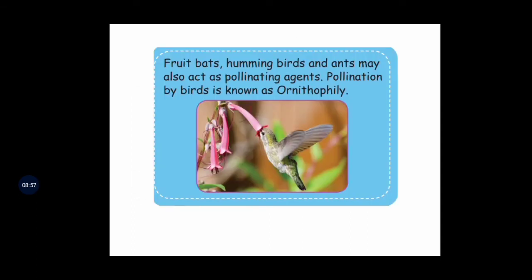Apart from these things, we must know fruit bats, hummingbirds and ants also act as pollinating agents. If the pollination takes place by birds, it is called ornithophily. What is it? Ornithophily. So, students, we have learnt four kinds of pollination. Those are anemophily, hydrophily, entomophily, and ornithophily.